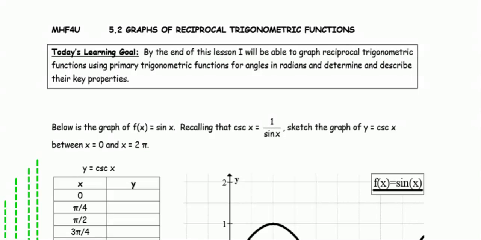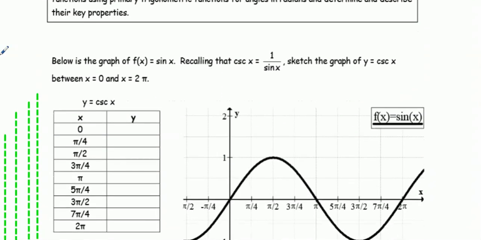Today we're going to do 5.2, graphs of reciprocal trig functions. You know the three reciprocal trig functions are cotangent, secant, and cosecant. By the end of this lesson you'll be able to graph them and you'll be able to determine and describe some of their key properties.